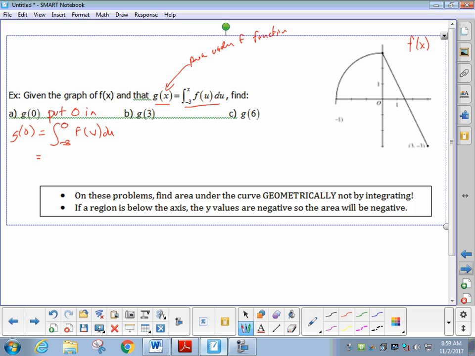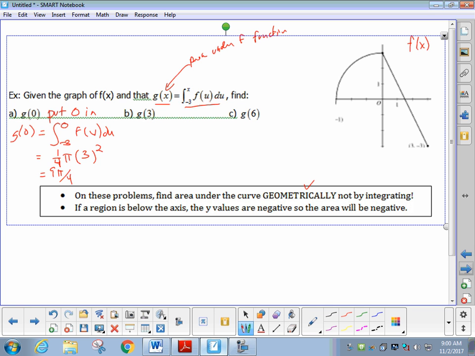On such a problem, it's not expected that you write the equation of this, x squared plus y squared equals 9, and integrate. That's not the idea. The idea is that you find the area geometrically. If I want the area under f, I could say, well, that's a quarter of a circle with a radius of 3. And so g of 0 is the area under the curve, and that is 9 pi over 4.